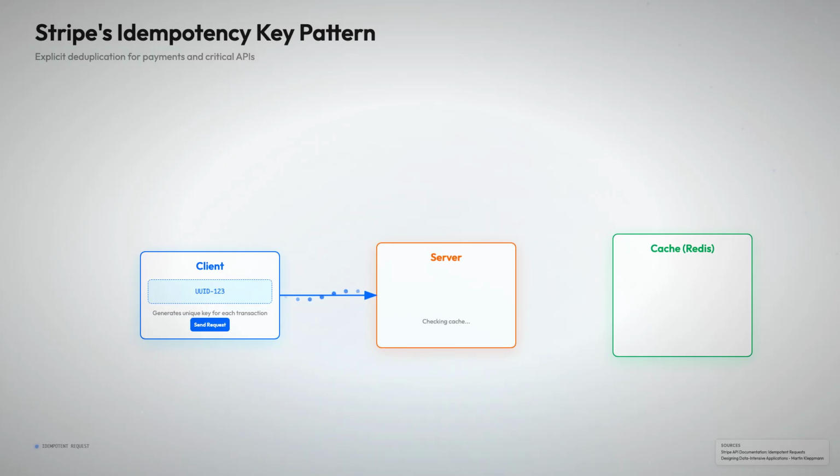On the server, it checks a cache, say Redis, for this key. If the key exists and the request completed, it returns the cached response instantly. If the key exists but the request is still in progress, it returns a 409 conflict. If no key is found, it processes the request, stores the response with the key, and sets a time to live, typically 24 hours. This TTL bounds storage growth while covering realistic retry windows, critical for payments.